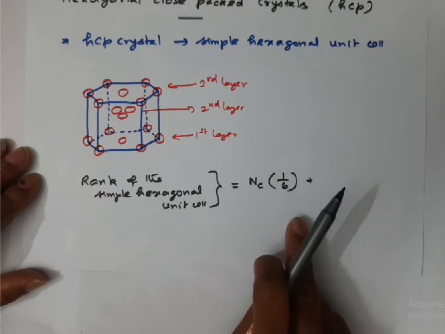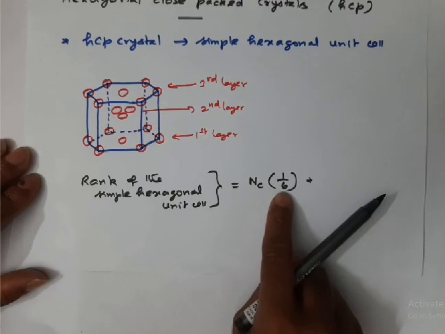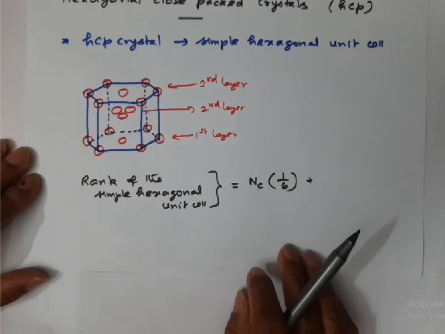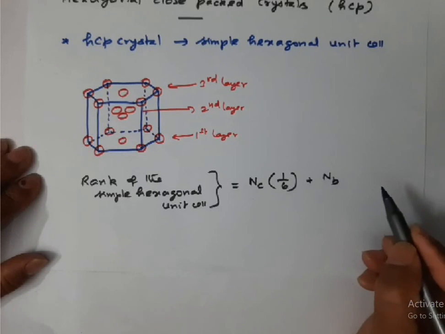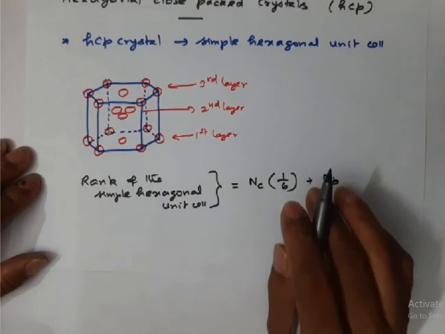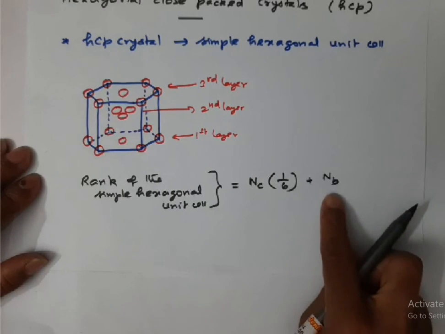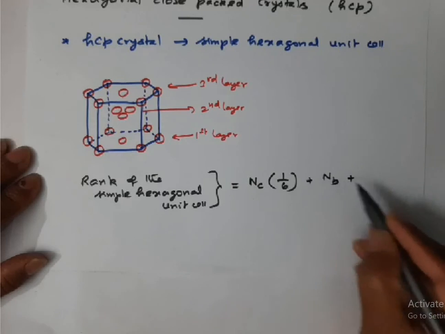You can calculate rank by using this formula: number of corner atoms into 1 by 6, because each corner atom is shared by 6 unit cells in a hexagonal close packed crystal, plus the number of body center atoms. I have told you, if an atom is present inside the unit cell, it is not shared by other unit cells. So whatever atoms are present at the center, you should take all the atoms for counting.